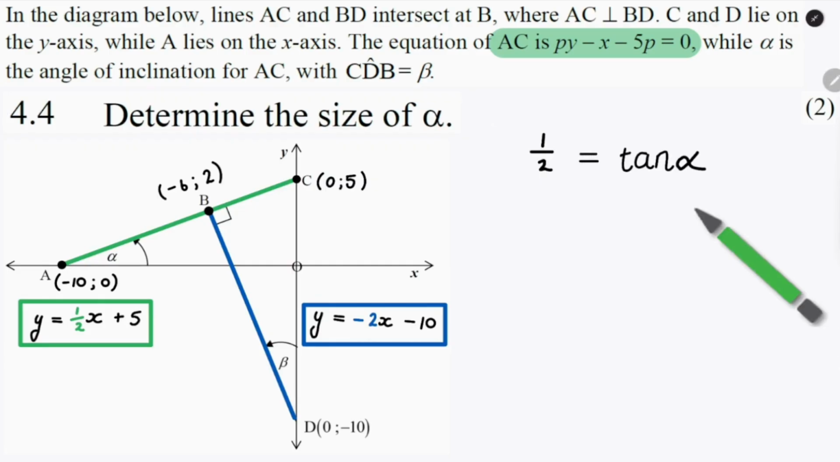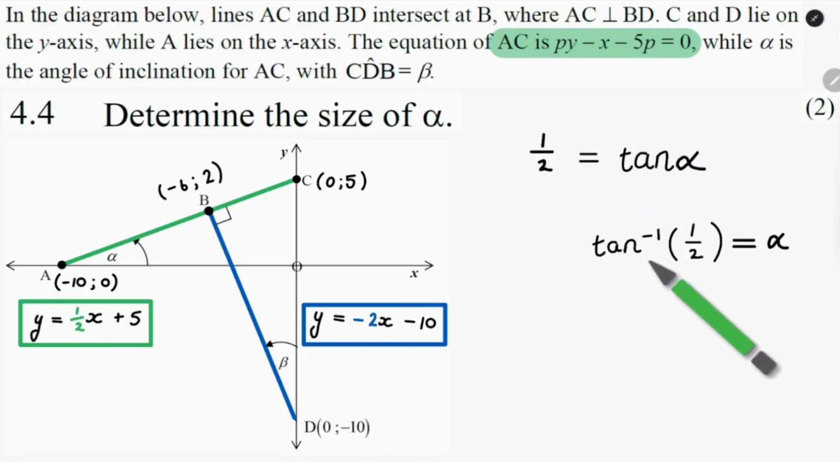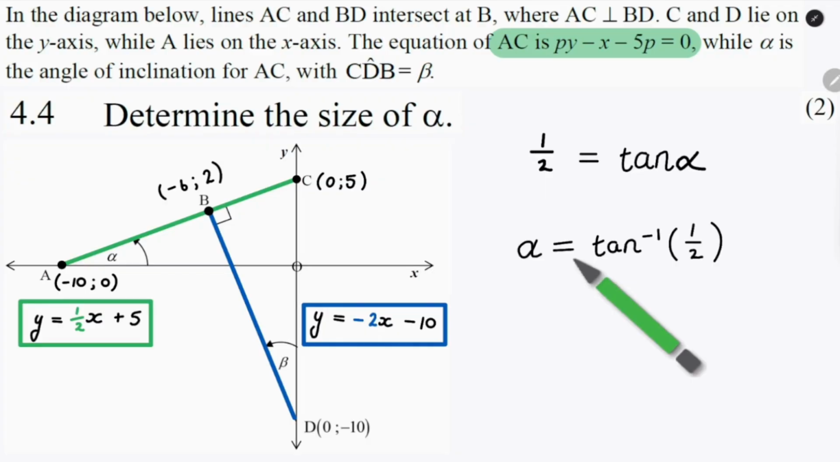I'm going to break the tan up from the angle and move the tan over to the other side, and it becomes shift tan. And then that alpha equals, I'm just going to move it to this side to make my life more convenient. And then we just pump that into our calculator.